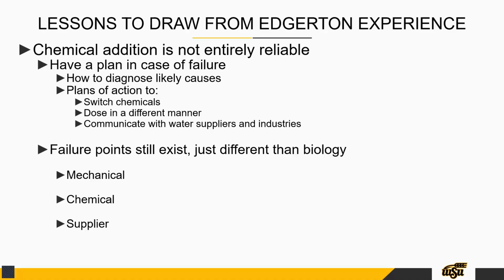What if you need to switch chemicals? Can you just put them in there? Do you need to clean out the lines? Do you need to replace your pump? Do you need to possibly move your dosing location? So just keep in mind that there are failure points for chemical addition. They're just different. So mechanical, chemical, supplier issues could all be that.